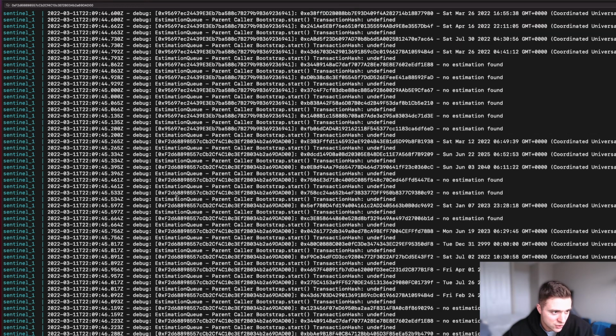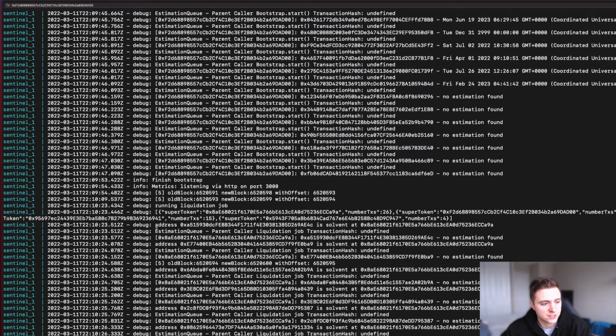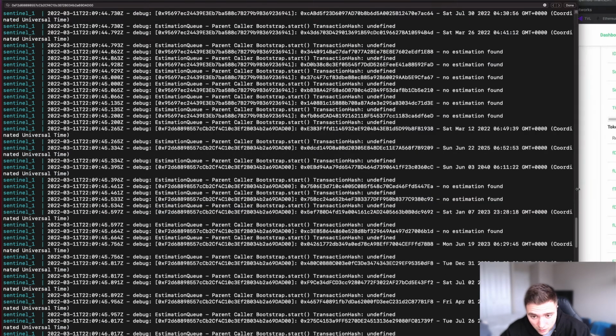It'll say running liquidation job, and there's just an empty array. I'll find an example here in just a second, but we can see running liquidation job. This right here is a liquidation job, right? So for this super token and this super token, we actually had several super tokens here, a liquidation job was run. And we actually have the number of transactions in terms of liquidation jobs that have been done, which is kind of interesting as well.